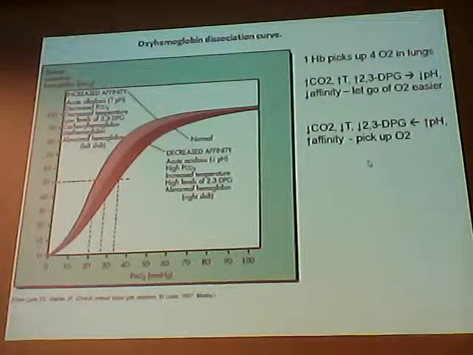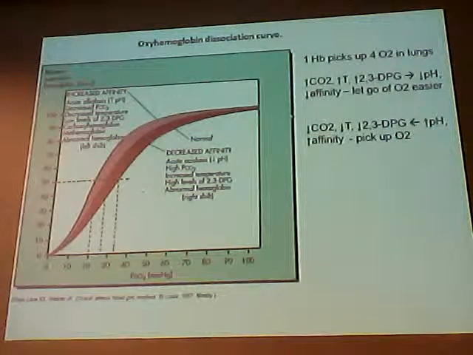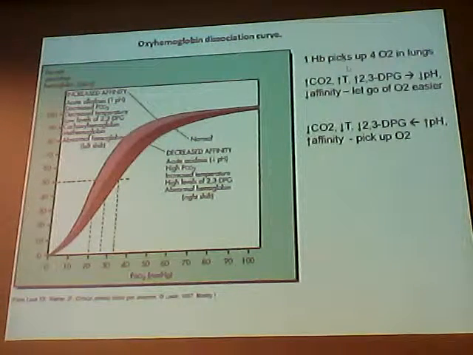This is a very important curve to know. It's called the oxygen-hemoglobin dissociation curve. The way I abbreviate things, it's much more simple that way. So basically, you have a normal curve, and it can either shift left or right depending on whether you want to pick up more oxygen or less oxygen. One hemoglobin can pick up 4 oxygen molecules.